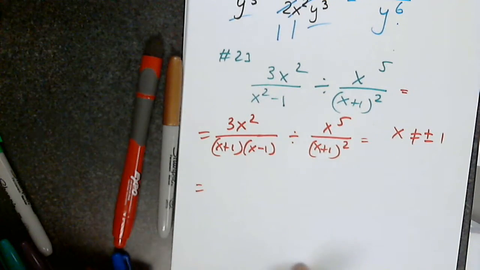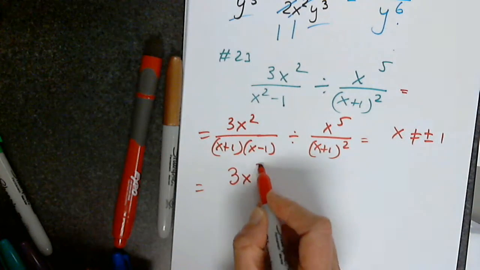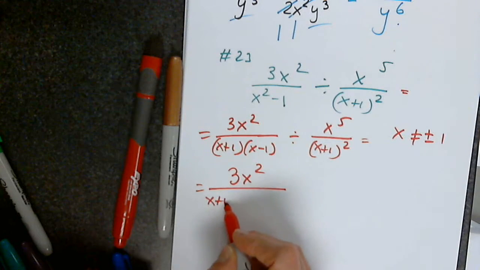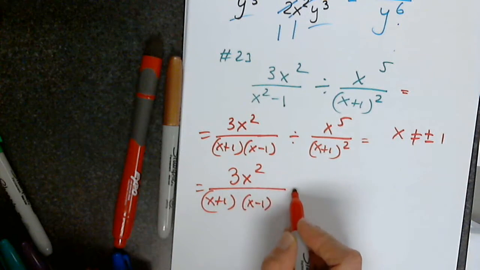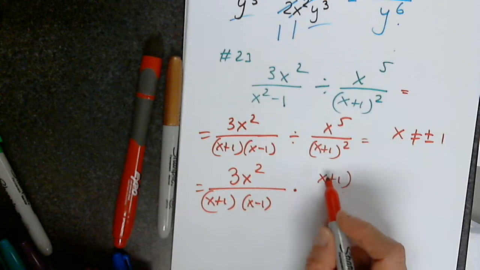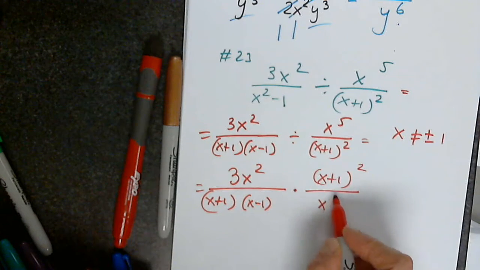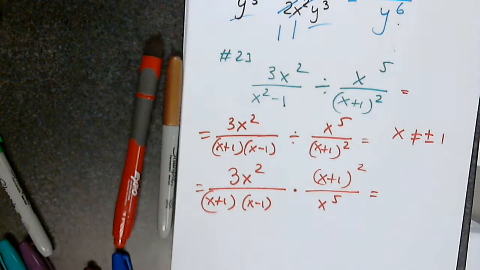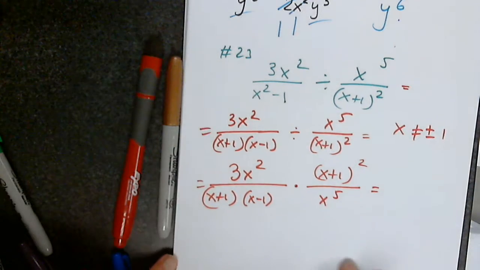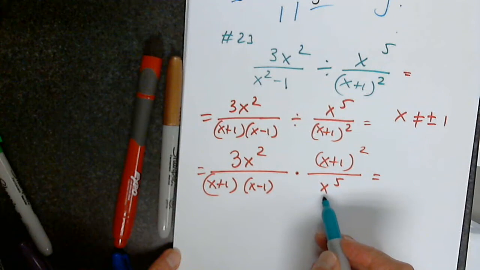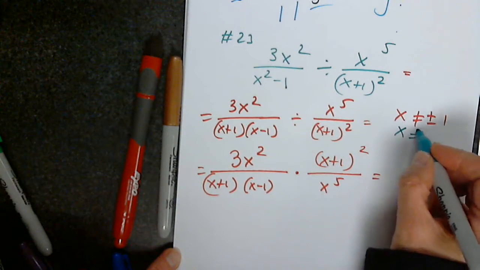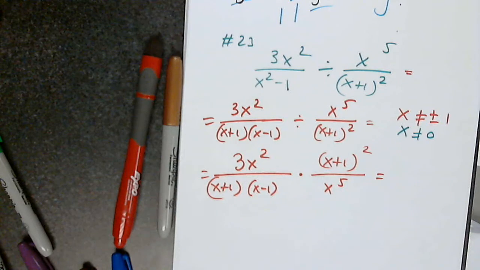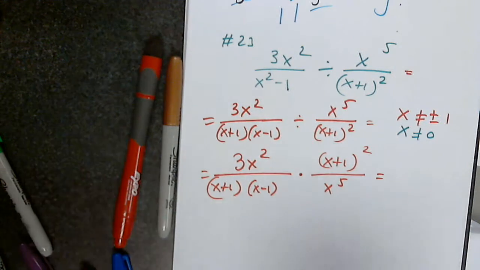I'm ready to flip the second fraction. So 3x squared over x plus 1, x minus 1 multiplied by x plus 1 squared divided by x to the 5th. So I have an additional denominator that I did not have before, so I'm adding one more restriction to the list. And now I'm ready to simplify.